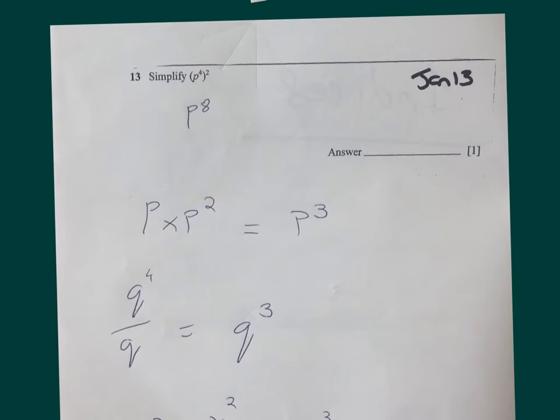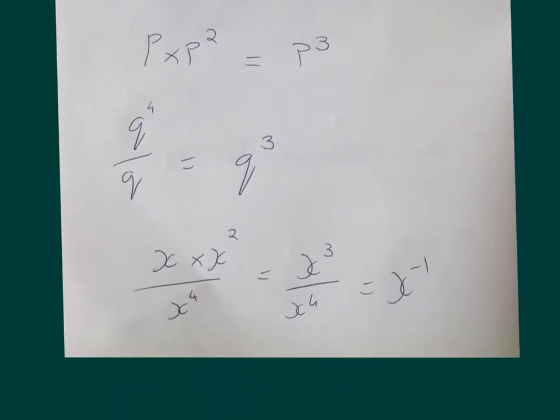And then finally underneath them we've got these couple of examples. Q to the 4 divided by Q, again that really means Q to the 1, and dividing means subtract, so that means 4 minus 1, which gives you Q3. And finally here we've got x, which is x to the 1 times x to the 2, which gives you x to the 3, divided by x to the 4. 3 minus 4 gives you x to the minus 1. Okay, just learn those standard rules for indices.